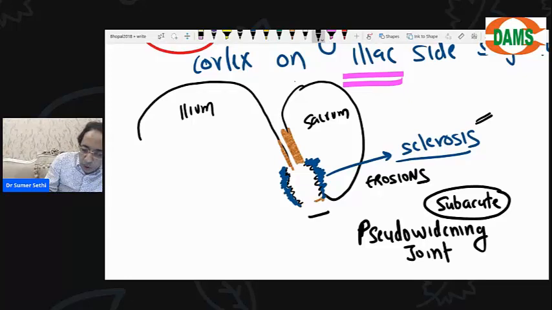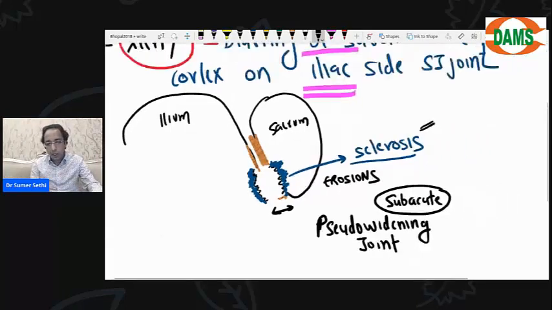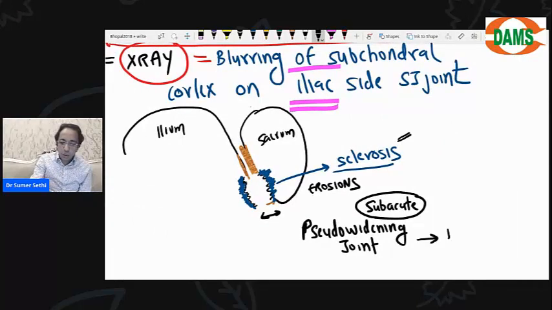It is not the joint which is widened. The joint is actually destroyed by the erosions, leading to an apparent appearance of widening. We call it pseudo widening. And ultimately, the joint becomes fused because this is the nature of the disease. We call it ankylosis.